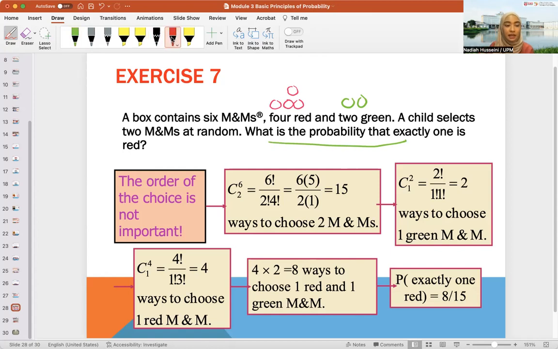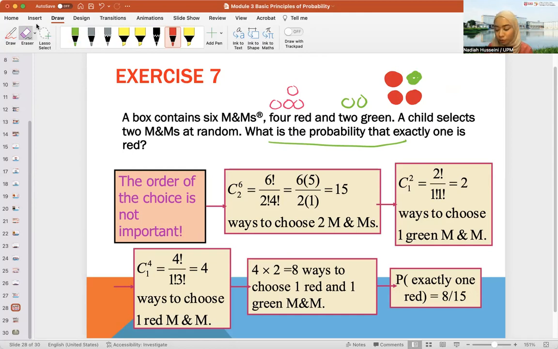So if you say exactly 1, which means that you can only have 1 red and the other one being green. If the question says what is the probability of at least 1 red, then you have to account for M&Ms being both red. But this is not the case. The question says exactly 1 red, just 1 red. So if you have 1 red already, the other one has to be green.